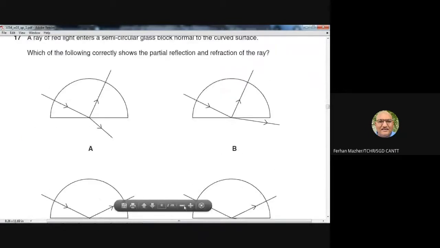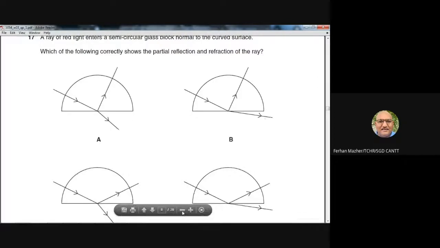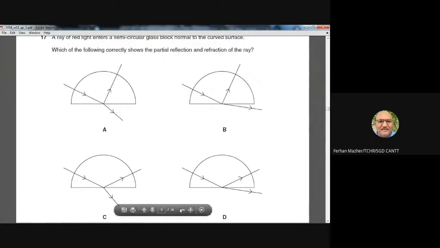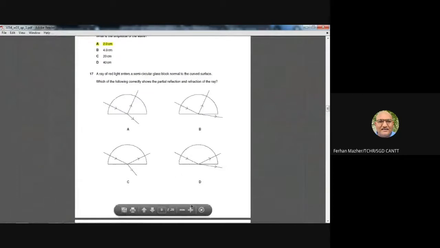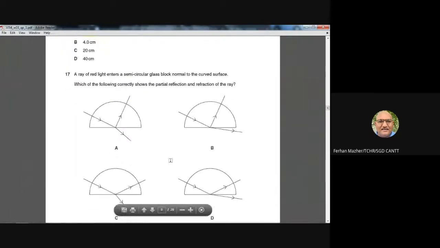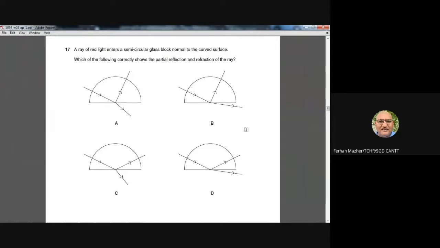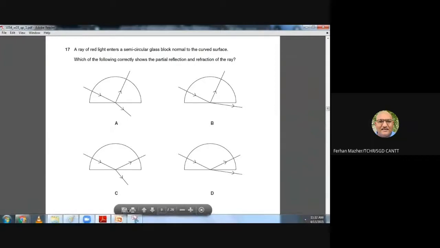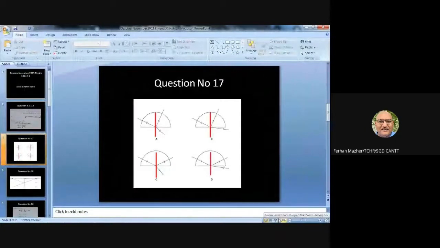Okay, so the next question is question number 17. A ray of red light enters the semicircular glass block normal to the curved surface. Which of the following correctly shows the partial reflection and refraction of the ray? So A, B, C, D, 4 options. Here the reflection and the refraction should take place here. We have to check which one is the correct path. So let me show you my work. I've done this on a paper, and let's see.